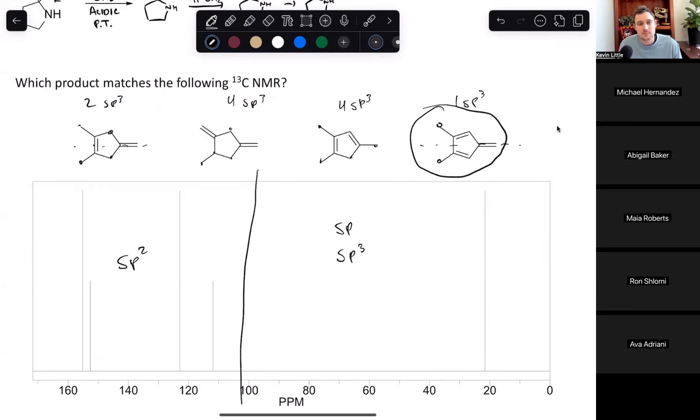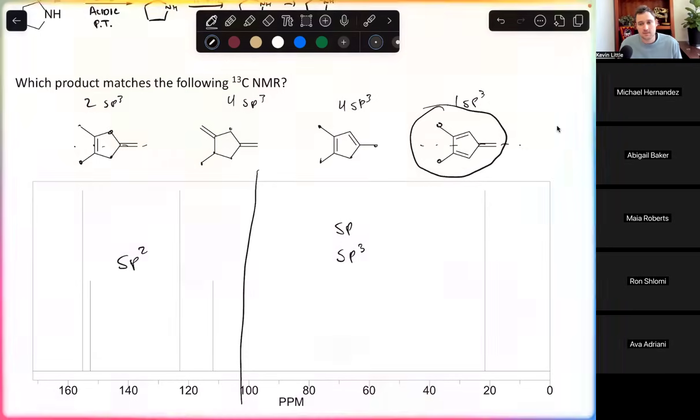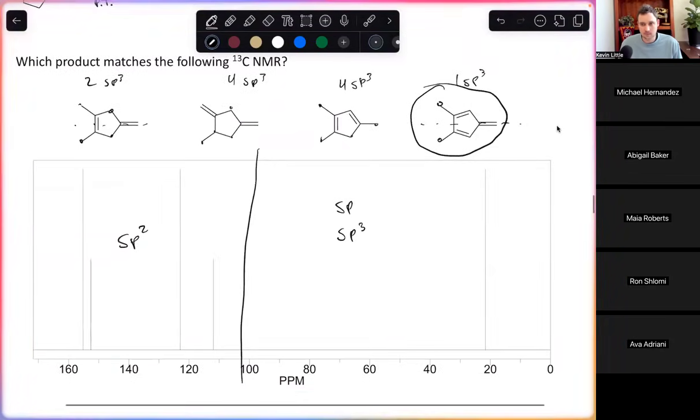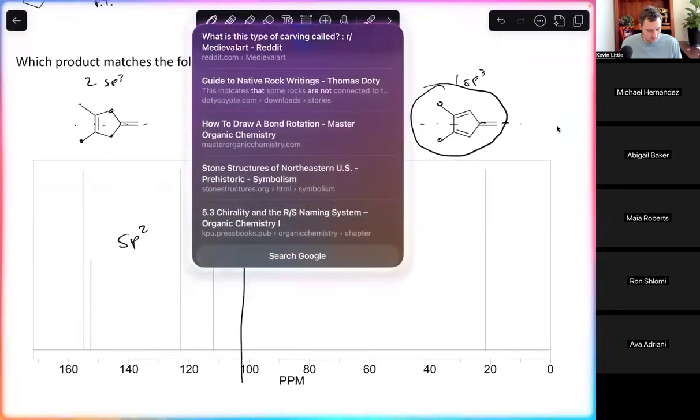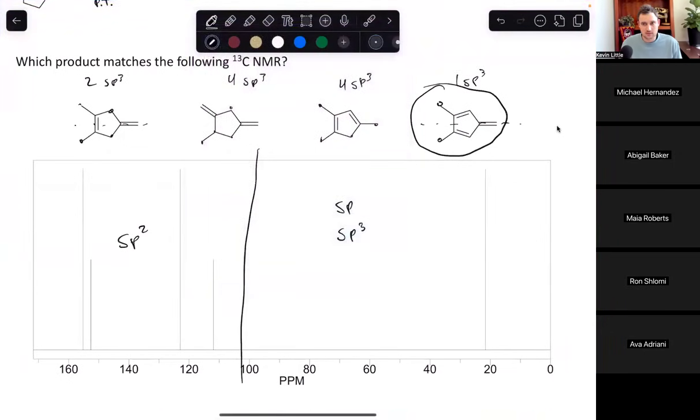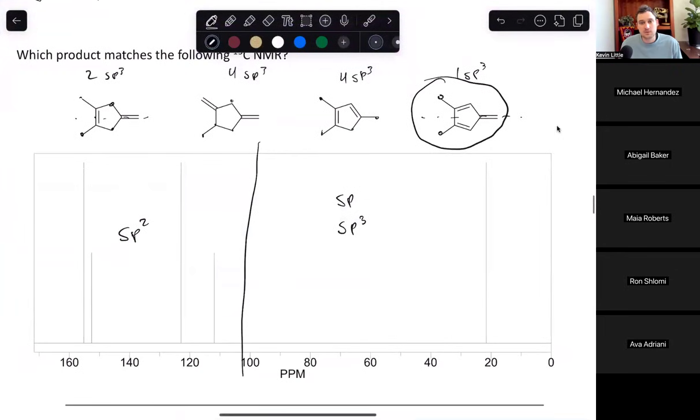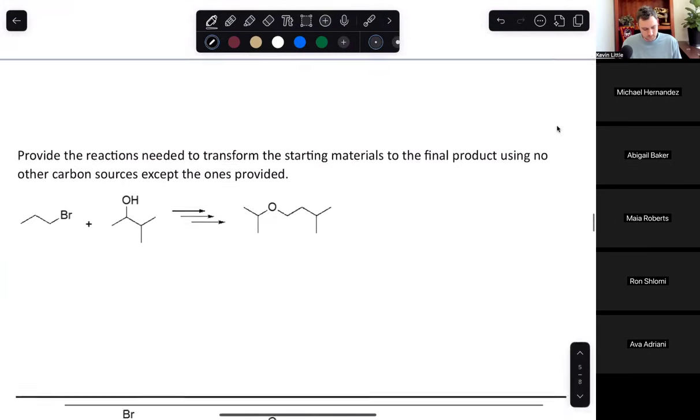So if you forgot, sp3 carbons are carbons that are not part of a double bond, right? So a carbon that has 4 different things attached to it. I don't know why I have a rainbow going on my screen. sp2 carbons are part of double bonds, generally. It's a pretty quick way to identify them. All right.